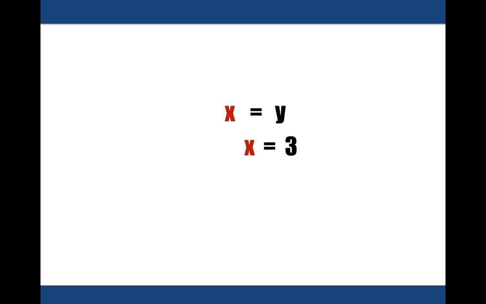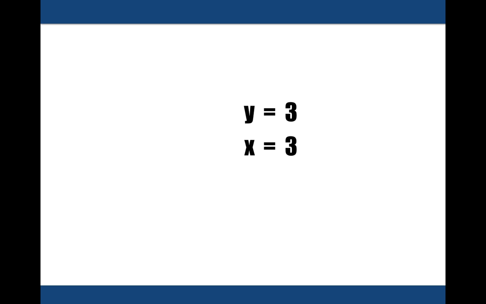So you'll notice that I want to replace x. Where it says x equals y, I now know the value of x, and that equals 3. So I'm going to replace x with 3. So y equals 3. And as it turns out, both x and y equal 3. Don't let that befuddle you. That's okay, because remember, the goal is to find the solution.